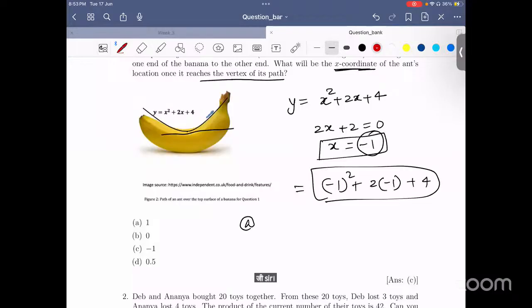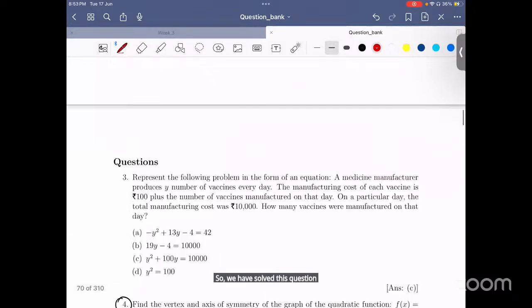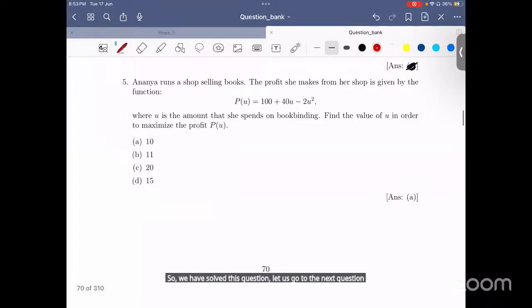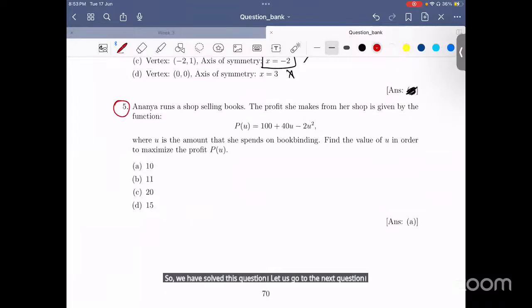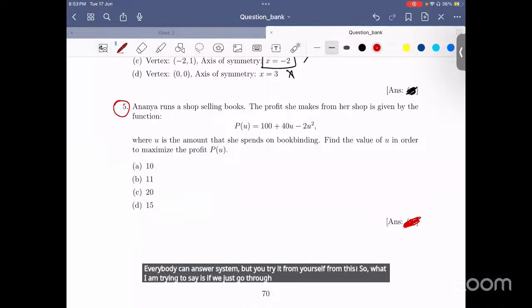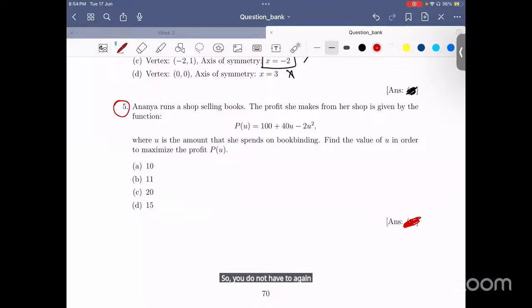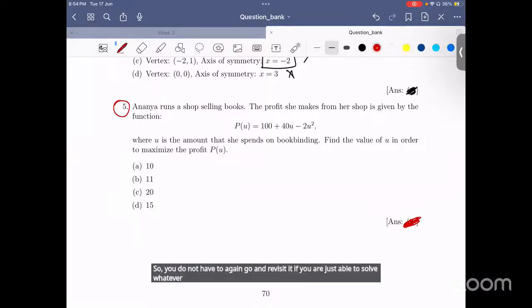Okay, so we have solved this question. Let's go to the next question. Try this one, the fifth one. Everybody, the answer is written, but you try it yourself. What I'm trying to say is, if you just go through today's lecture itself, whatever question comes from week 3 in the exam, you'll be able to solve it. You don't have to go and revisit it. If you're able to solve whatever problems we are discussing, that is more than enough. There's nothing much to be discussed in week 3.